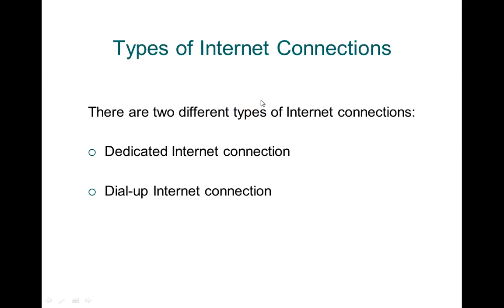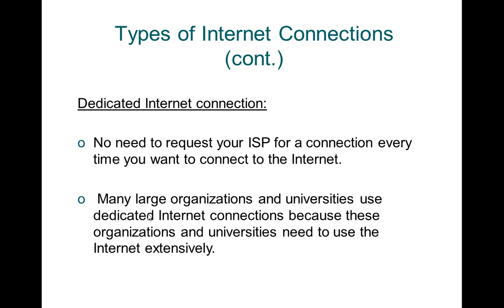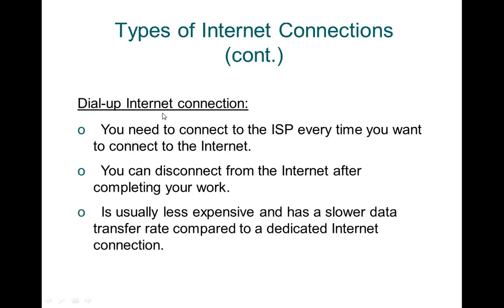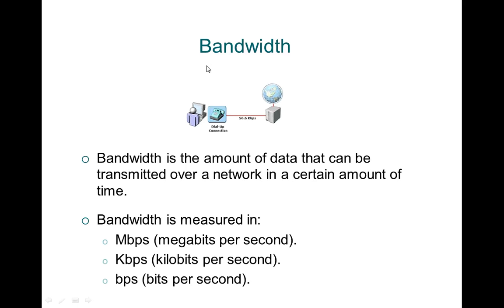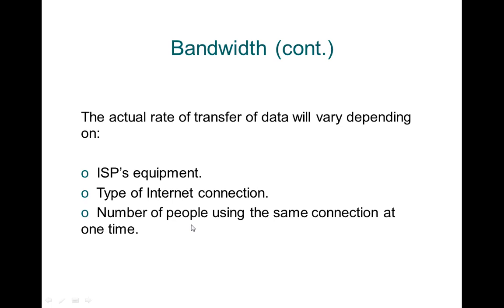Next is, what are the types of internet connection? There are 2 types. One is dedicated, then is dial-up internet connection. Then for dial-up, there is a concept. We also talked about what is a bandwidth, what is the usage of bandwidth, how we can use the bandwidth, how we can measure the bandwidth.